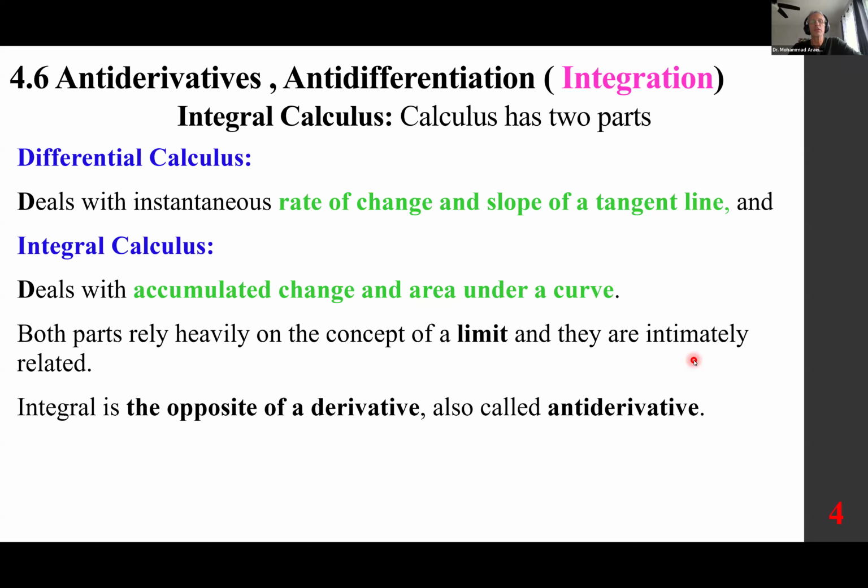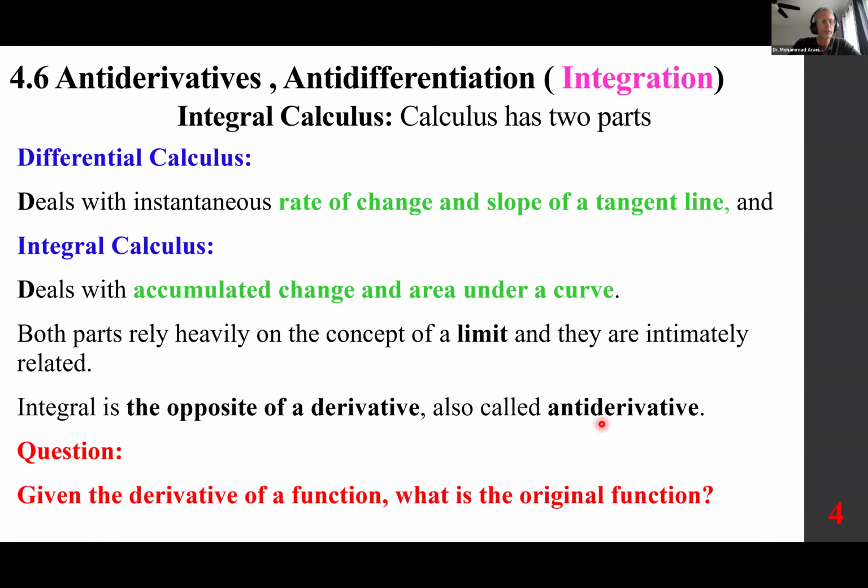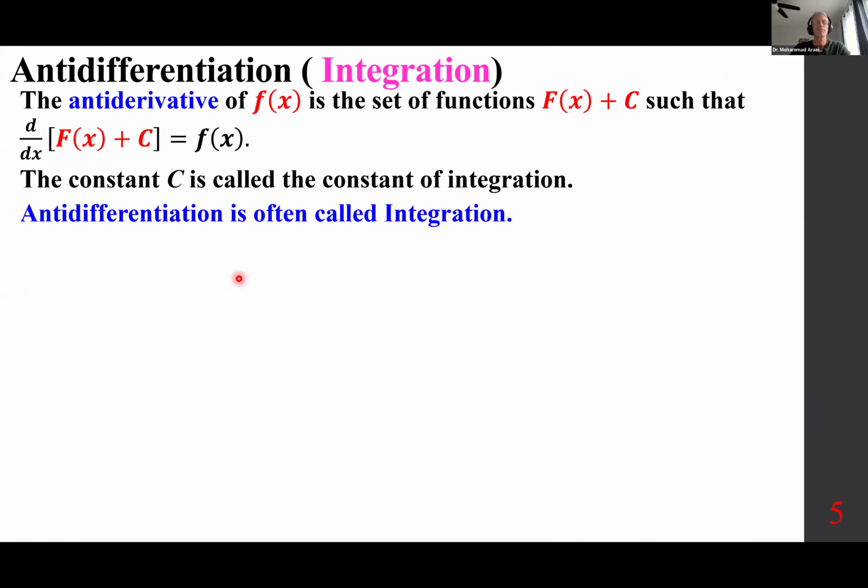Integral is the opposite of a derivative, also called antiderivative. The question is, given the derivative of a function, what is the original function? That's the concept. The antiderivative of lowercase f of x is the set of functions capital F of x plus c such that the derivative of capital F of x plus c is the lowercase f of x. The constant c is called the constant of integration.